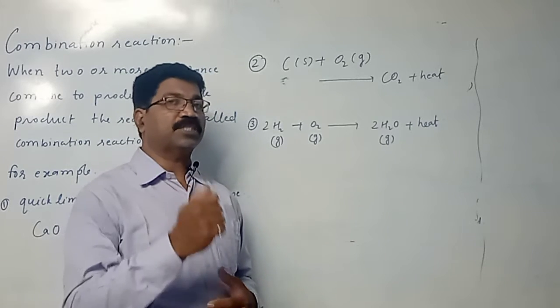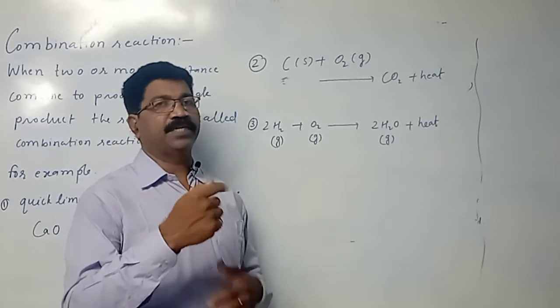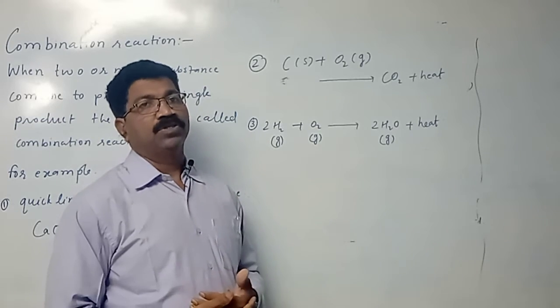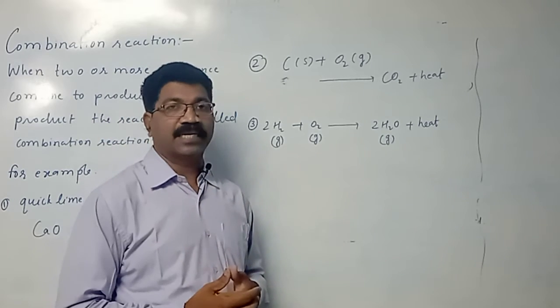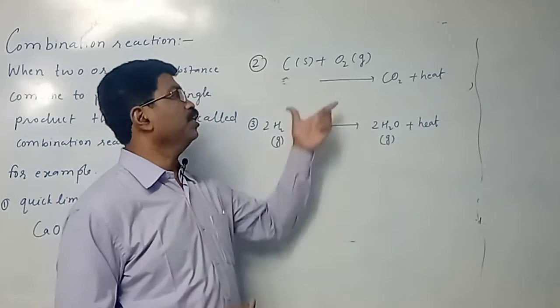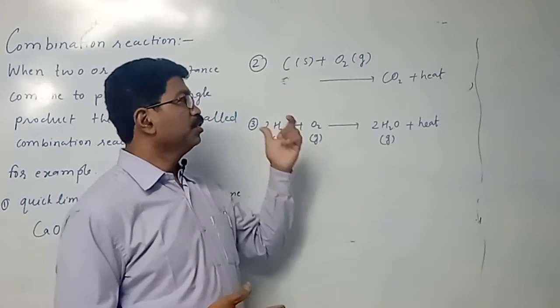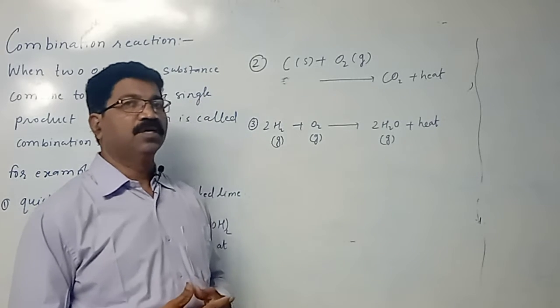These water vapors are passed as steam through the narrow nozzle and will rotate the turbine. The rotating turbine will run the generator and generate electricity. So whatever electricity we are getting is coming from this reaction. What is the reaction? C plus O2 gives us CO2. This is also a combination reaction.